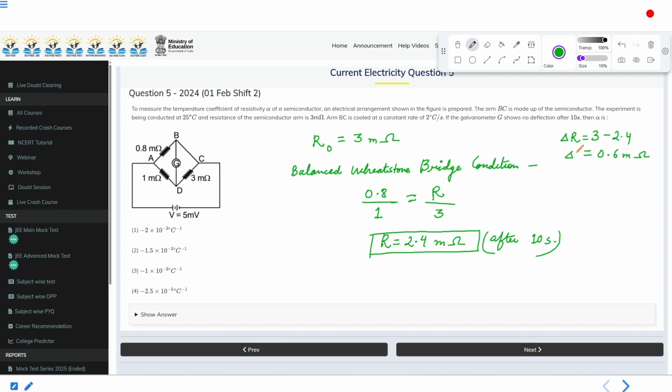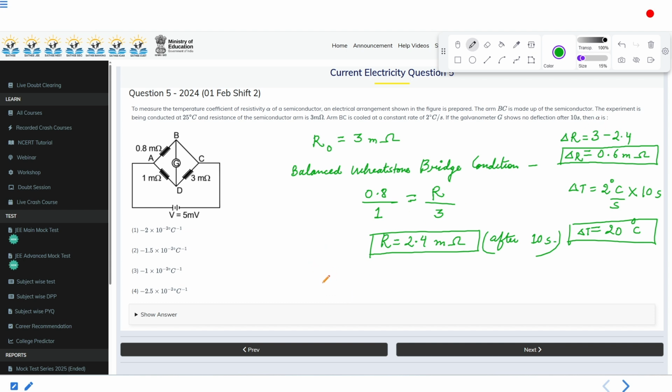So that is the change in resistance over the change in temperature. So what is the change in temperature? That is 2 degrees Celsius per second, and in 10 seconds the total change in temperature will be 2 degrees Celsius per second times 10 seconds, so it will result in 20 degrees Celsius. This is the total change in temperature. So we have found enough things to find this alpha.